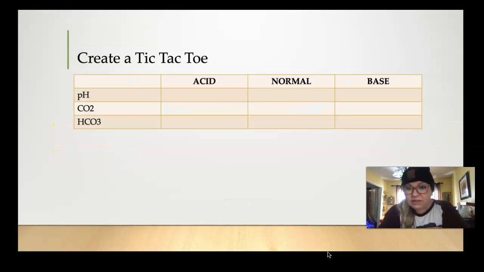You're going to create a little tic-tac-toe method, and I did one with a graph on here, but you can do it just on a piece of paper, just like a tic-tac-toe. And you want your acid on the left, then the normal, and then your base.